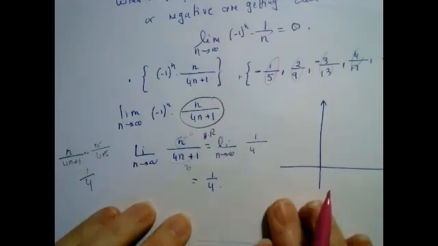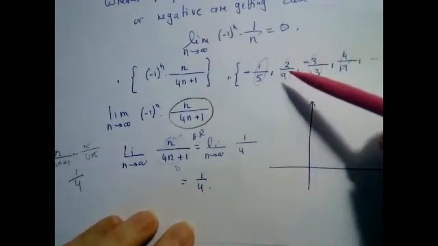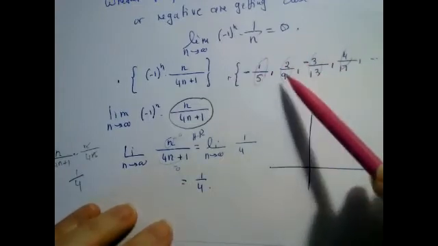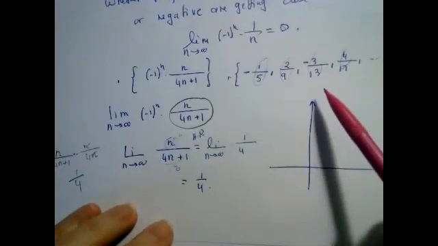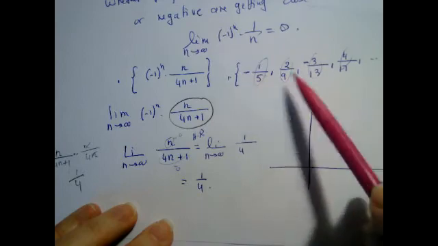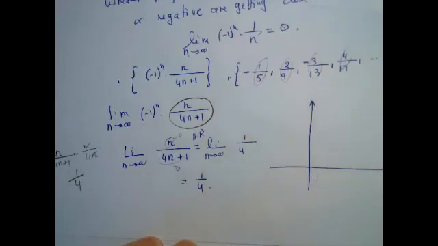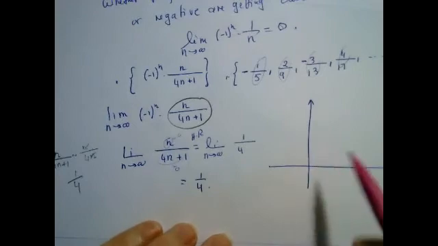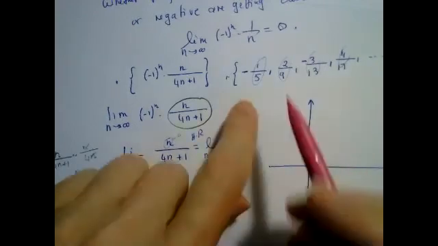So what is really happening here? Those terms are not blowing up. Those terms are actually becoming close to 1/4. What is the minus plus doing to us? What's this minus doing? It's doing the following.